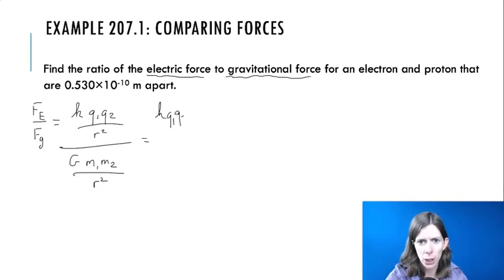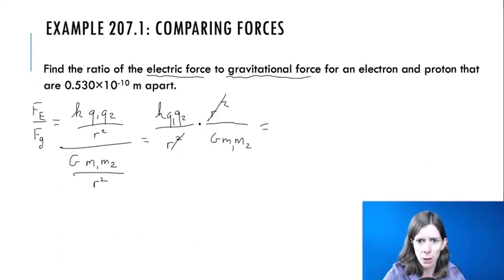So let's take a look. KQ1, Q2 over R squared multiplied by the reciprocal, which is R squared over GM1, M2. So the distance between them doesn't matter when you're trying to find the ratio of the two forces. The distance cancels out. So what we're looking for is the ratio of these two right here. Let's just go ahead and plug in all the values that we know. So K is Coulomb constant, 8.99 times 10 to the 9.